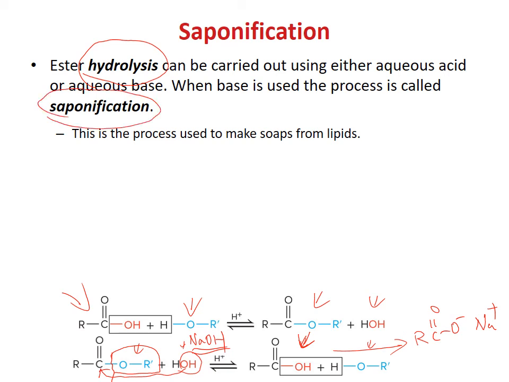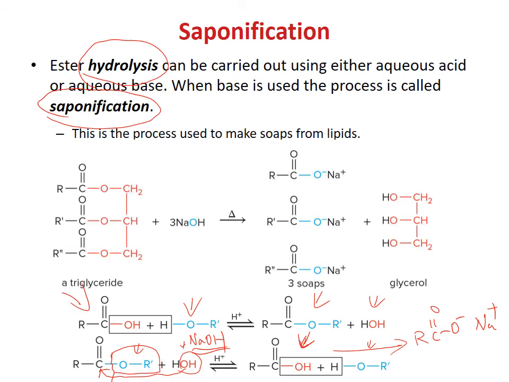This is the process used to make soaps from lipids. So here shows a glyceride molecule which contains R groups. The R is a very long chain, so maybe carbon 16 or 17 or 18 or even 20, so a very long chain of carbon. This is a carbonyl group, and OR, so that's the ester. So you have another one, this one, and this one. So one triglyceride contains 3 ester groups.